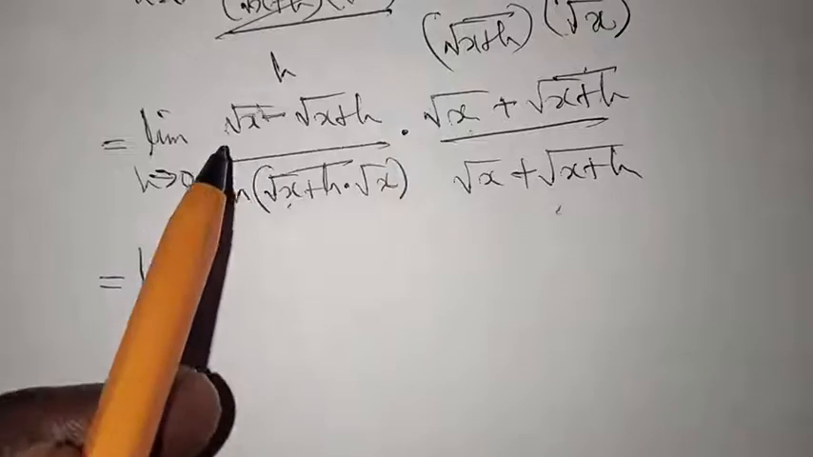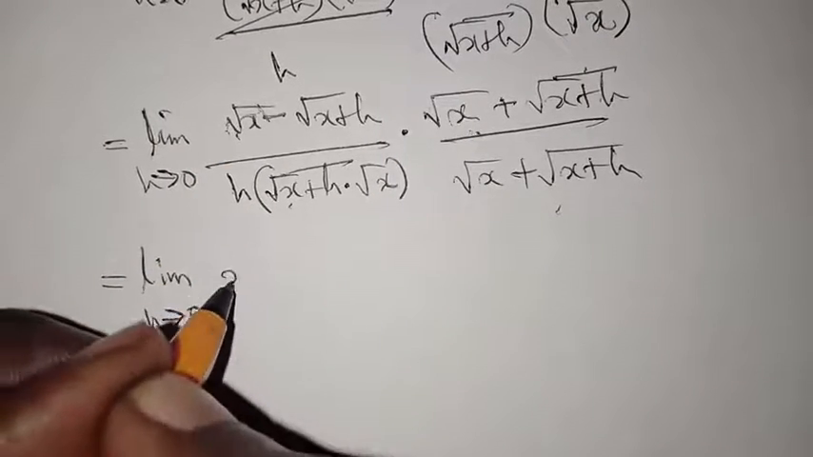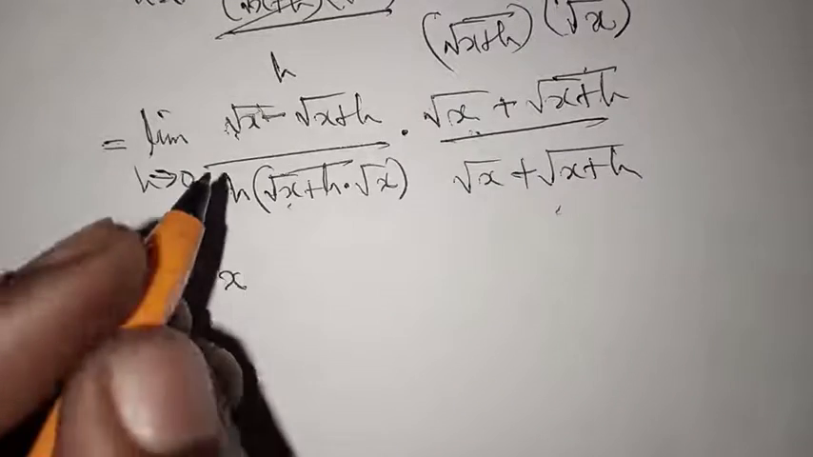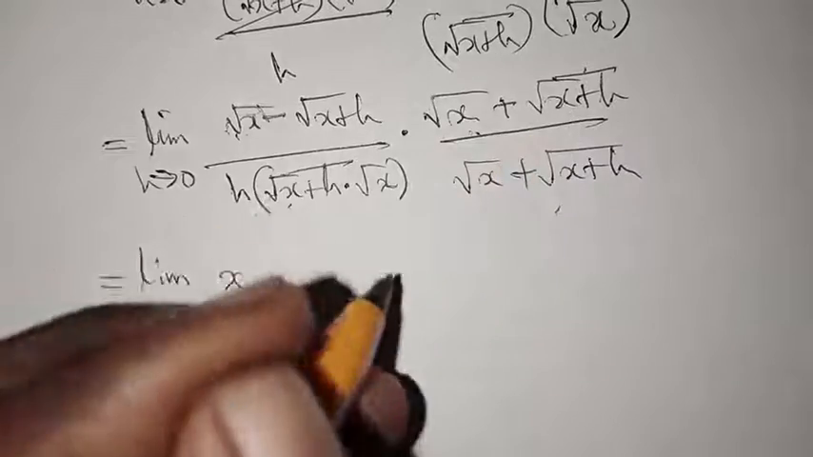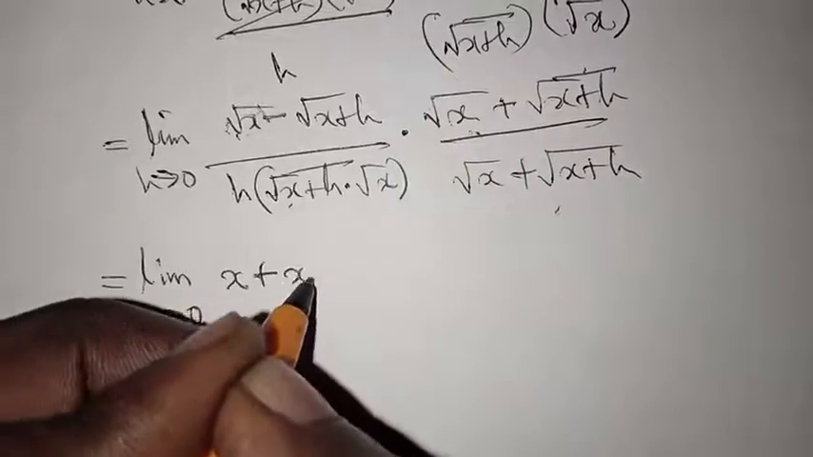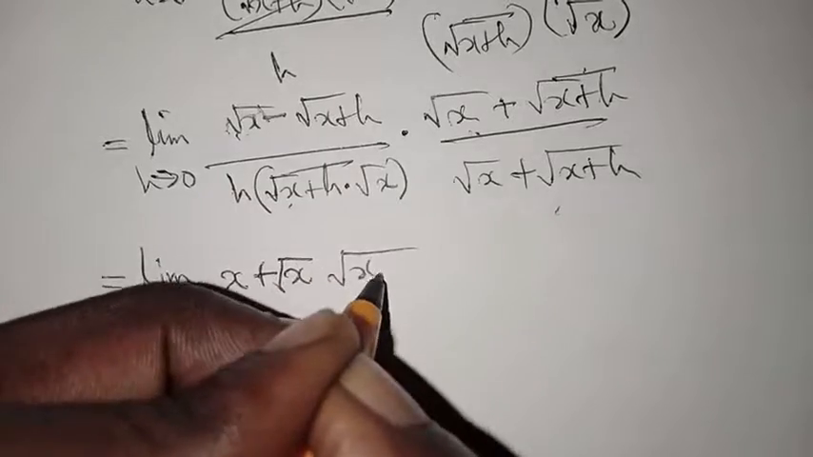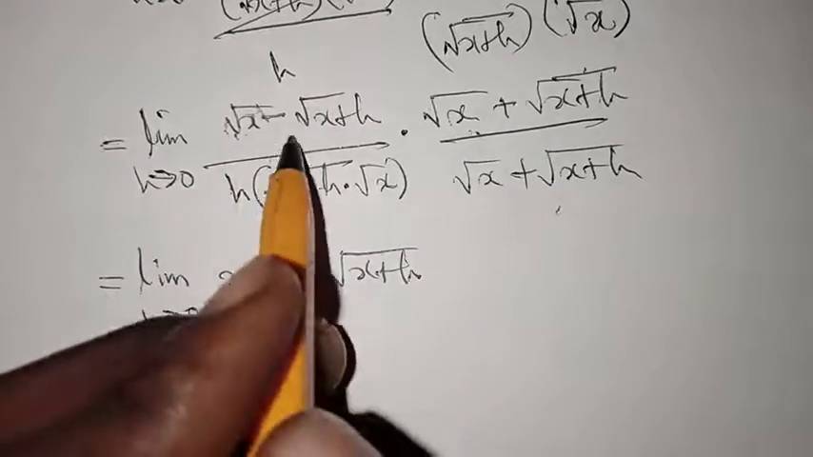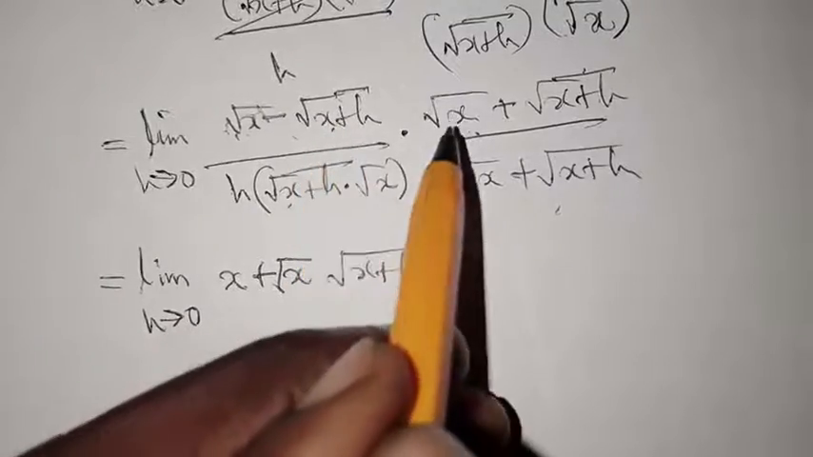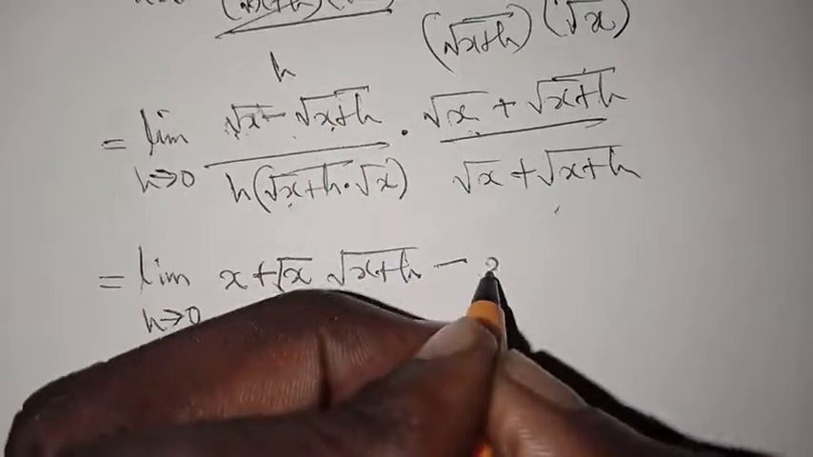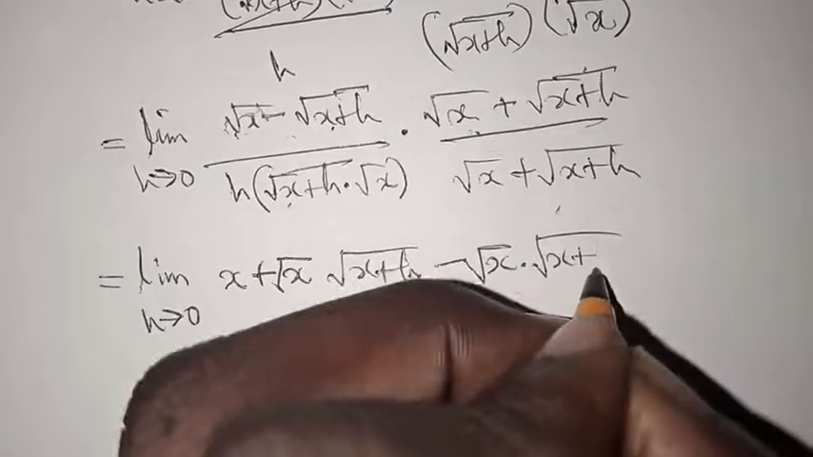So when you multiply the square root of x times the square root of x, you simply get a value of x. Then square root of x times the square root of x plus h, you simply get a positive square root of x multiplied with the square root of x plus h. We have a negative there: when you multiply the square root of x plus h times the square root of x, you simply get square root of x multiplied with the square root of x plus h.